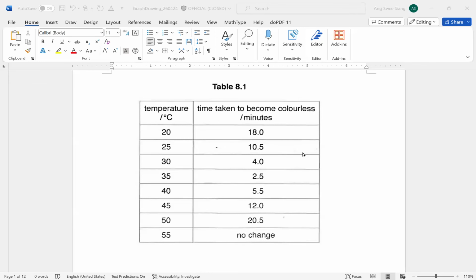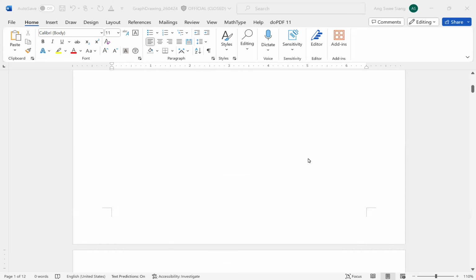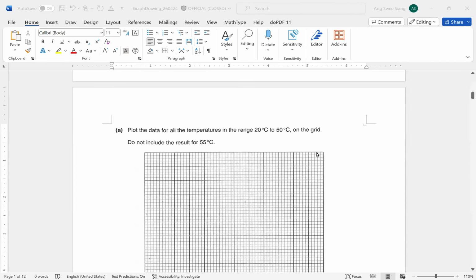Okay, today we are going to look at how to do graph drawing. I'll go through with you the very slow and detailed process, but once you master it, you should be okay.